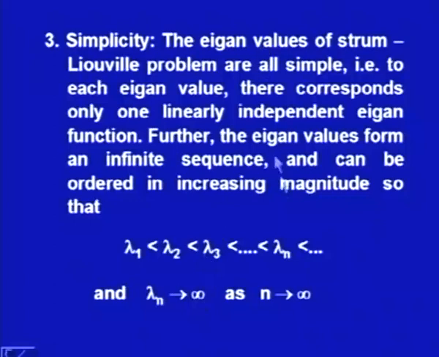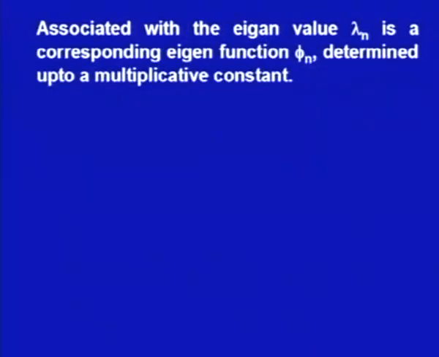We have said here that all eigenvalues are simple and correspond to only one linearly independent solution, but we have seen in our previous examples that we can always write the general solution as c times that solution. So this c, that is the multiplicative constant, we are talking about a little bit. Associated with each eigenvalue lambda n, there is a corresponding eigenfunction phi n determined up to a multiplicative constant.